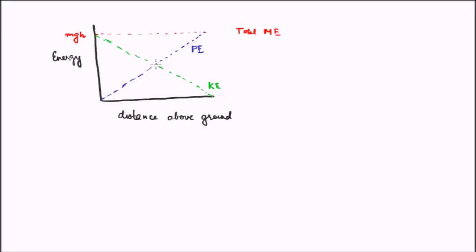Now at this point, the potential energy and the kinetic energy will be exactly equal, and they will be equal to mgh by 2. Now the only way to increase the total mechanical energy is to drop the ball from a higher point. If we increase the height h, then the total mechanical energy increases.